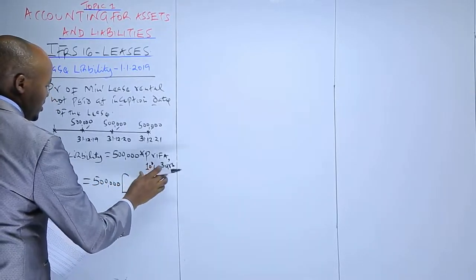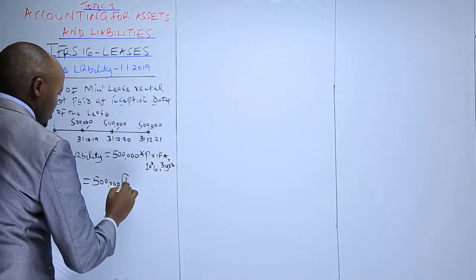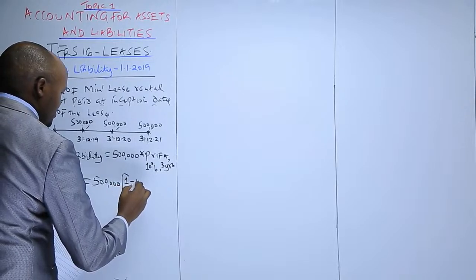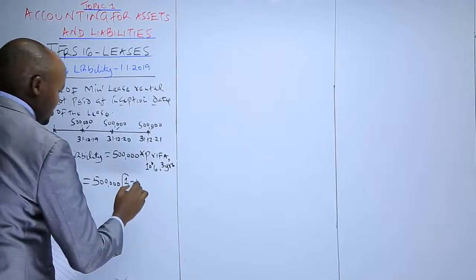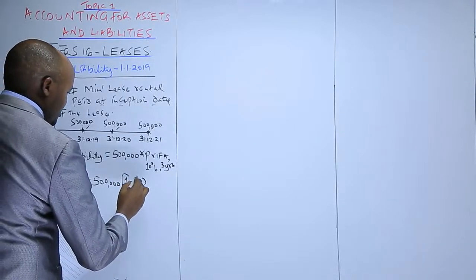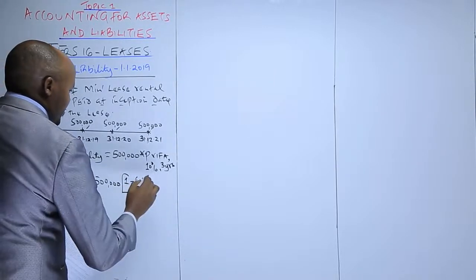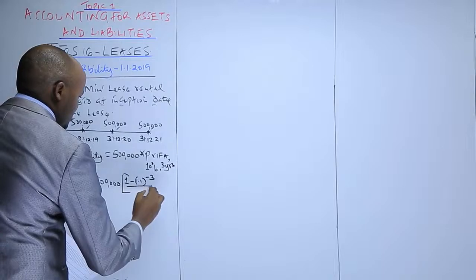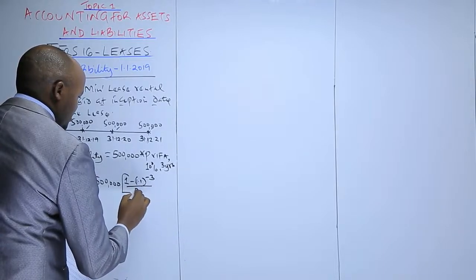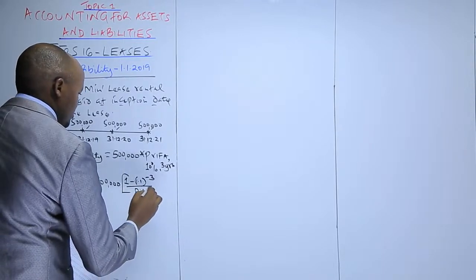So we need to get the formula for getting this, where we take 1 minus 1 plus R. Our R in this case is 10%. So this will be 1.1 raised to power n. Our n is 3. And then we divide that with R, which is 0.